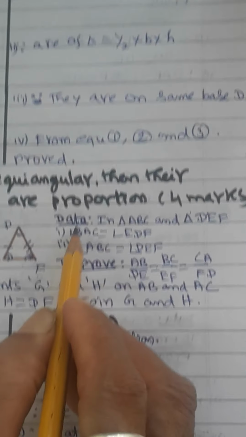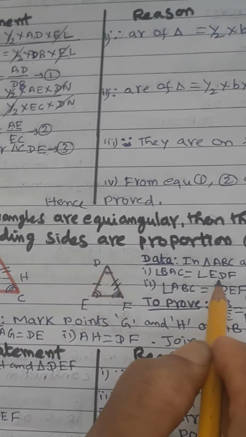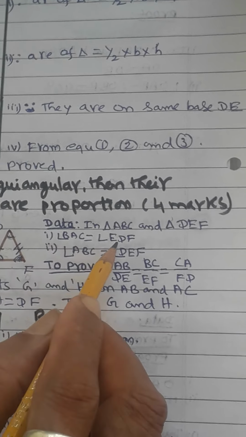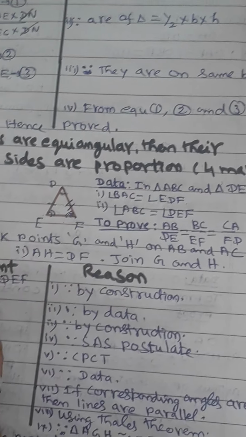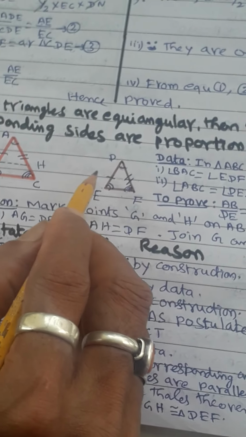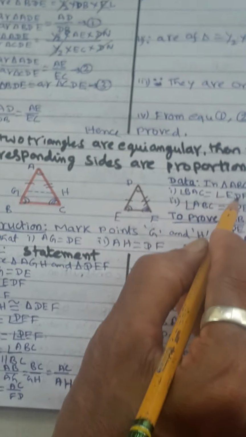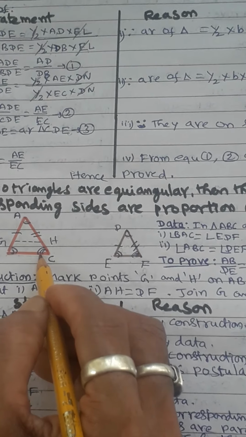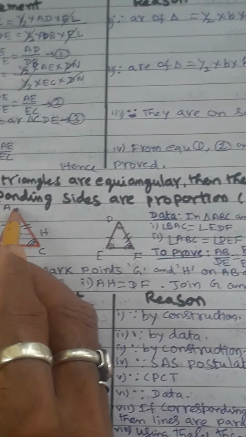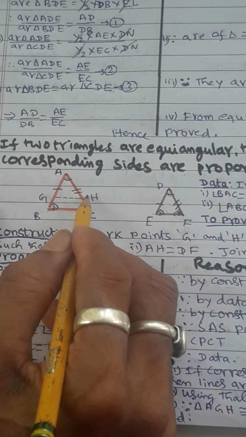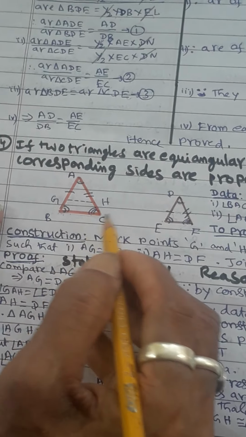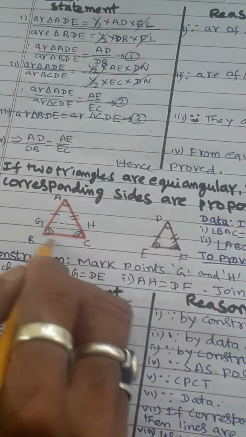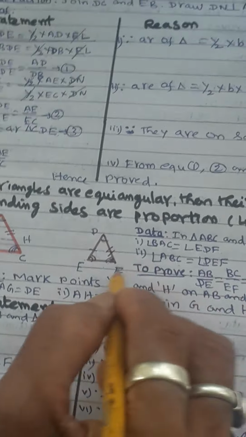First, what you have to write is the data: triangle ABC and triangle DEF. Because it is equiangular, angle BAC equals angle EDF, then angle ABC equals angle DEF. Taking two angles is enough. I have already written one angle as equal, and the second also as equal. So when two angles are written, the third angle will naturally be equal. We need not write it here, because we know the three angles add up to 180 degrees. So when two angles are equal, the third angle automatically comes equal. So what you have to prove is: this divided by this equals this divided by this equals this divided by this. That is what you have to prove.